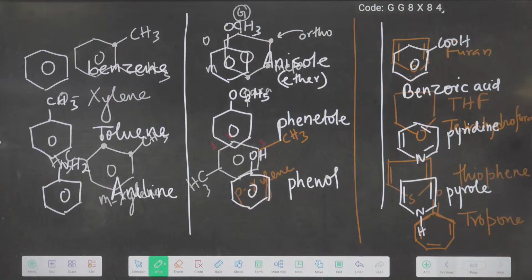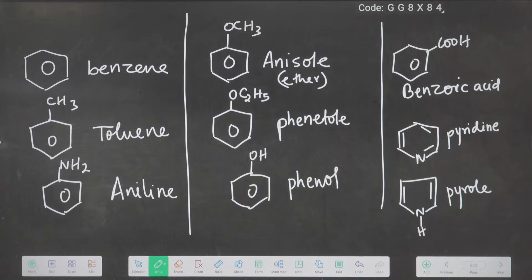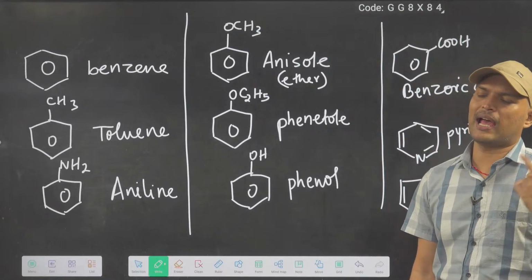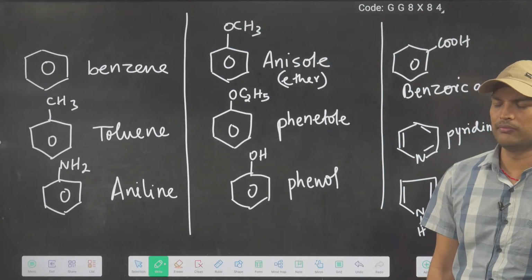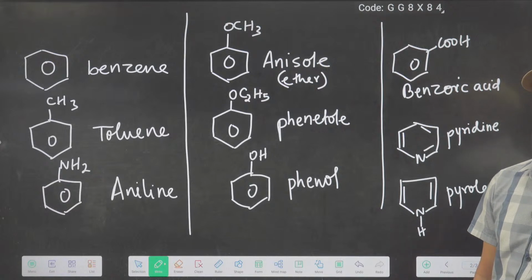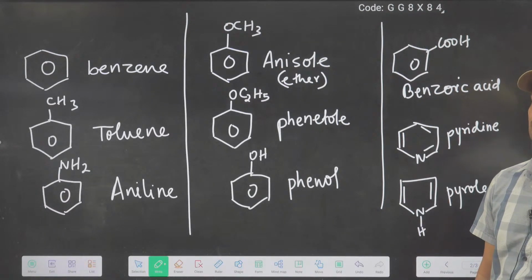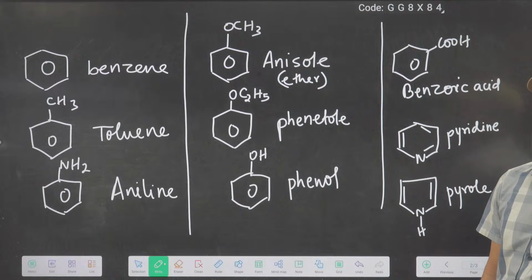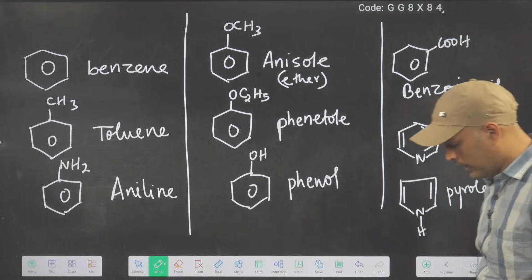Clear? Look. There are many more structures like naphthalene, anthracene, phenanthrene, and so on. Okay? Acha, one more point is there.